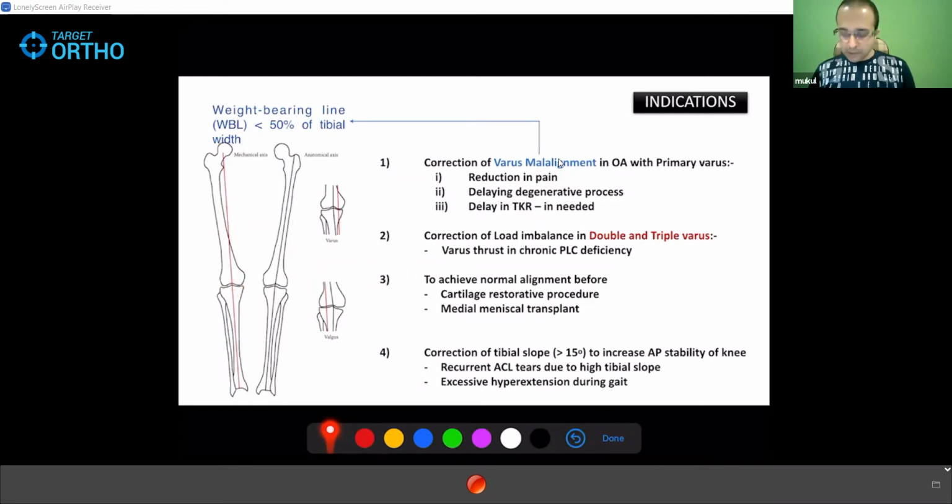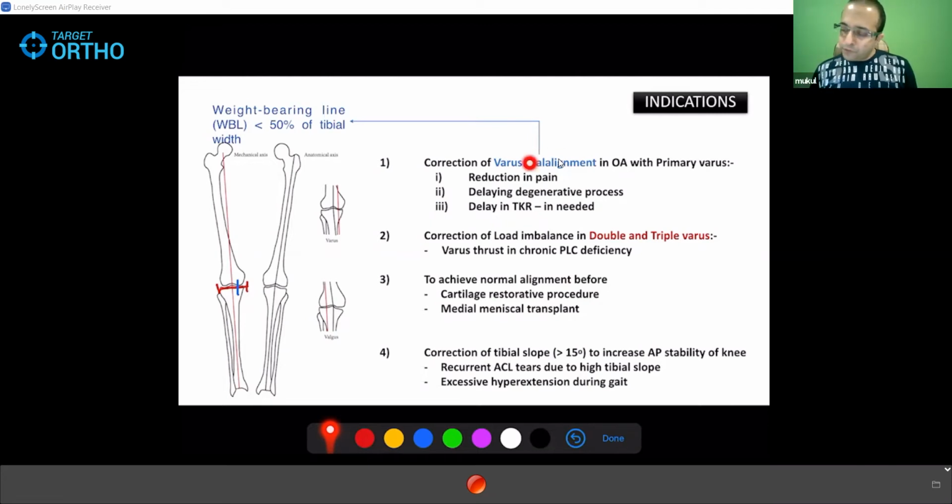Now, this is the total tibia here. So this axis is passing somewhere in the center of the knee. If it is varus, the axis will go medially. When the axis goes medially and crosses this 50% width onto the medial side, that means the knee has gone into varus, and that means you can plan a high tibial osteotomy. So varus is essential to plan this procedure.